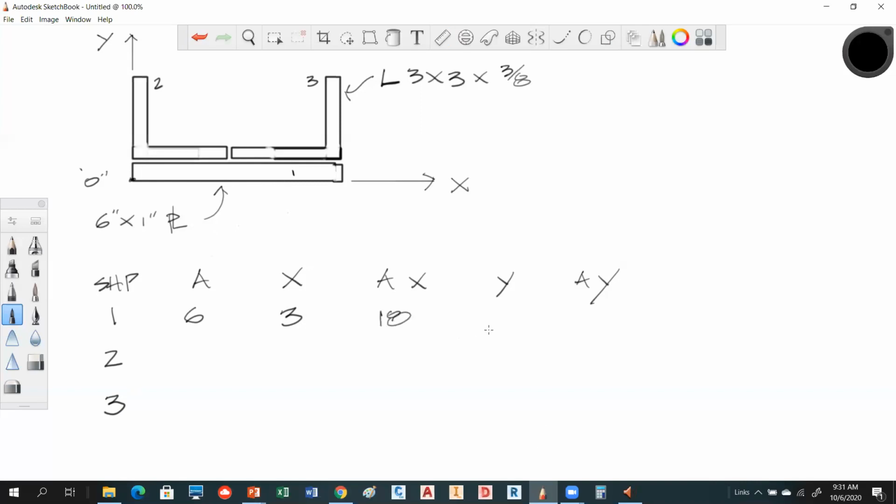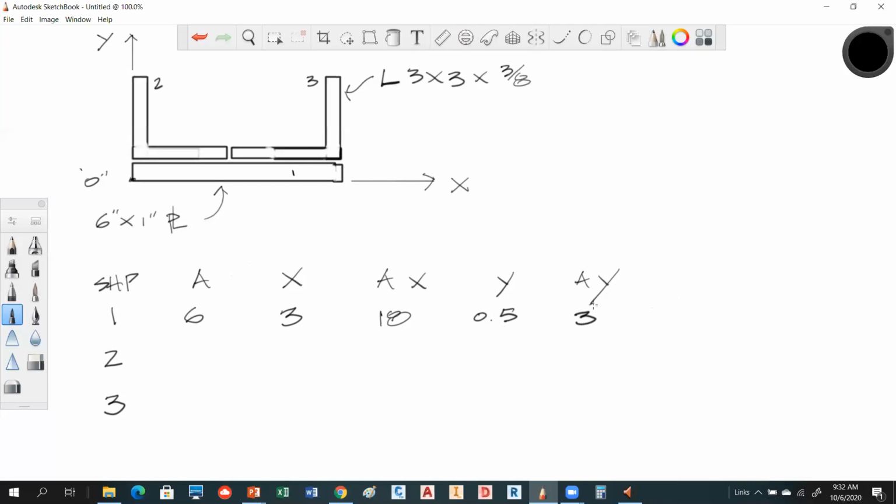Okay. What about y? The plate's 0.5, right? 0.5. So 0.5 times 6 gives us 3. Okay, that one's pretty simple.